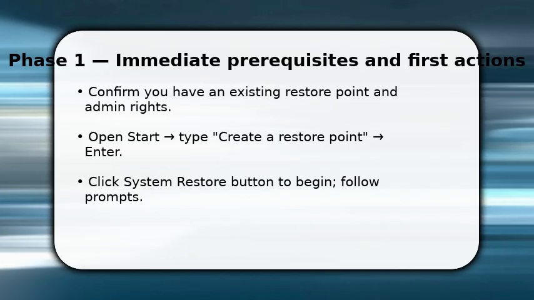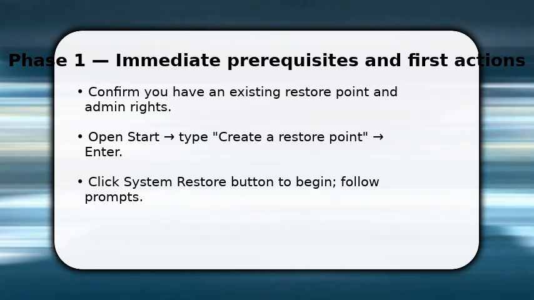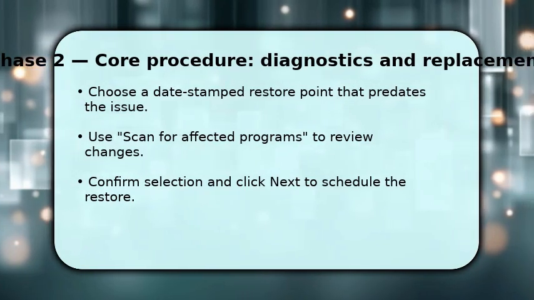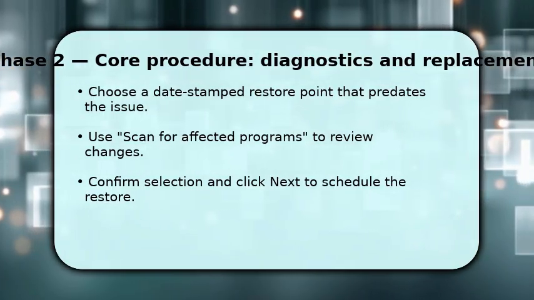You do this because Windows needs explicit confirmation to revert system files and settings. Without it, no changes occur. Proceed to pick a restore point and click Next to continue. Now you select the restore point that best predates the problem, because the goal is to return system files and settings to a known good state.